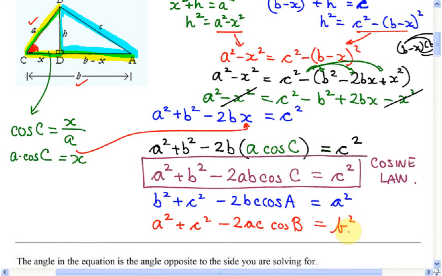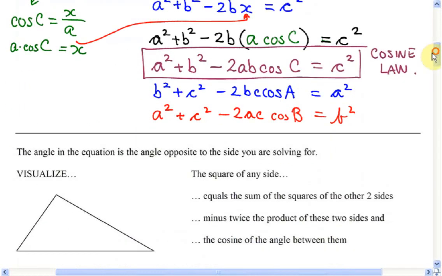Now, I don't want you to memorize all 3 of them. You could if you want to, but I think that's confusing. I'd rather have you just memorize one and understand what that means. So that's why underneath I tried to show you what cosine law actually means in words. Let me see if I can connect this to the visual picture for you.